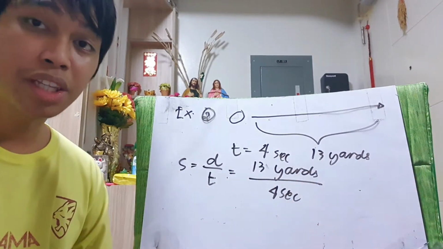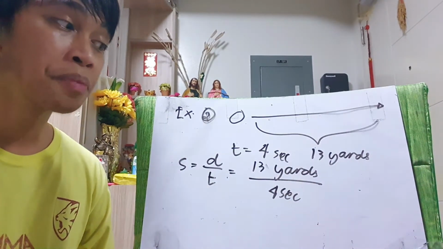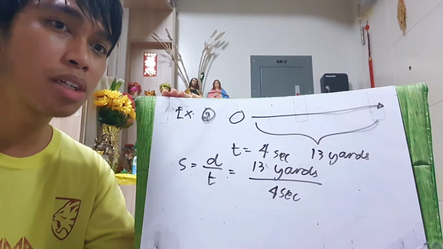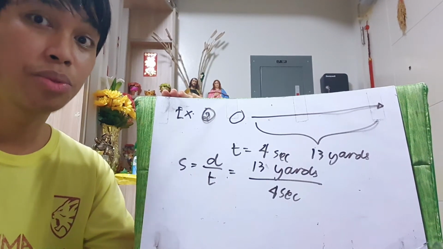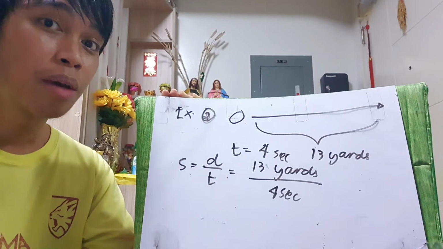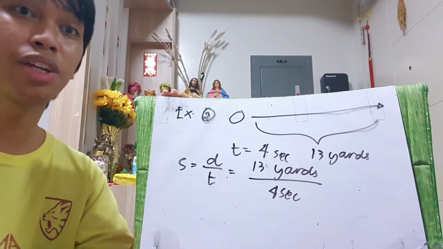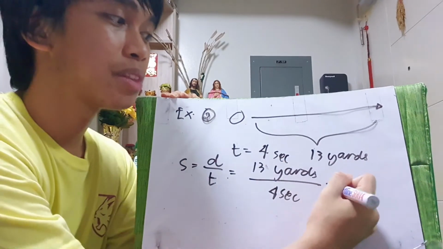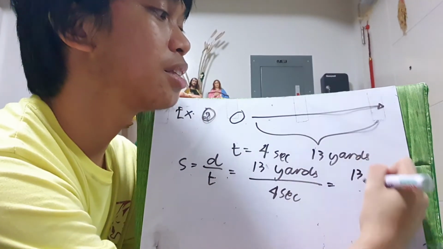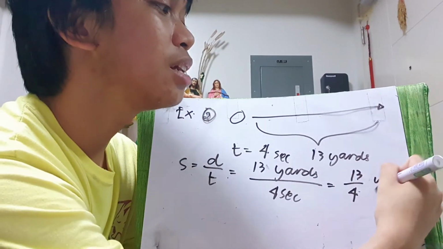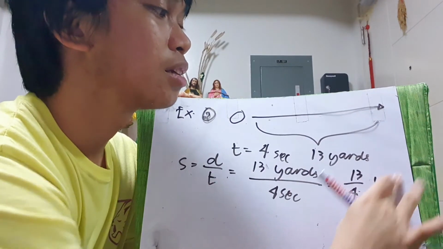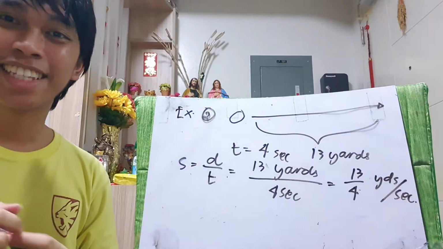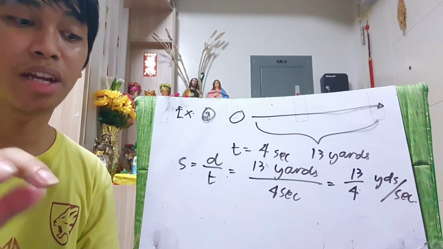Now, this is the important note I have written a while ago: because yards is an English measurement unit, we do not convert it into meters. We just state it as is. But if the problem says that you need to convert it, then you need to convert yards into meters. Therefore, the speed of the stone is 13 over 4 yards per second. So that's how the speed formula works.